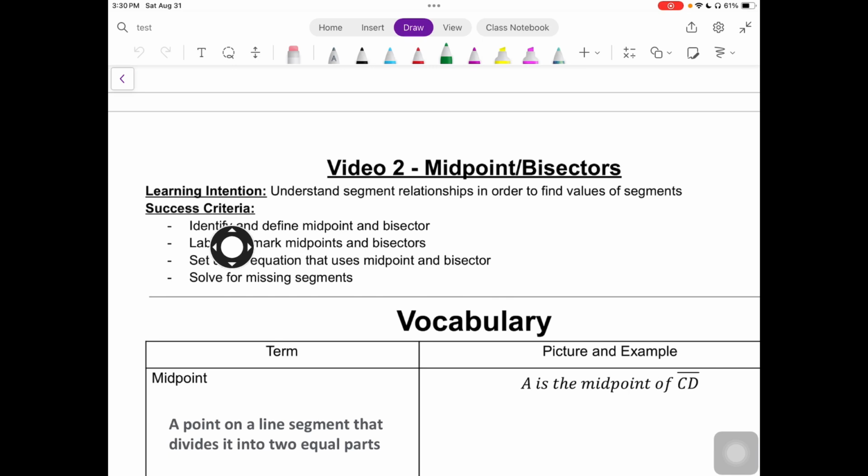So again, our important things: identify and define midpoint and bisector, label and mark midpoints and bisectors, set up equations, and solve for missing segments. So these last two things are very similar to the last video, but you're going to have some different rules to follow when you see these key vocabulary words. So let's just jump right into it.